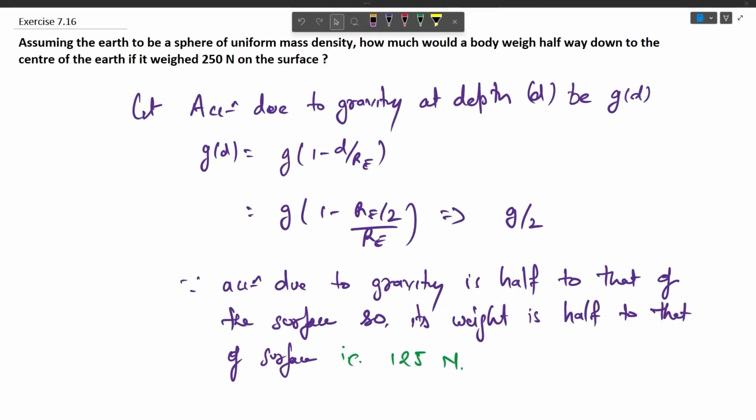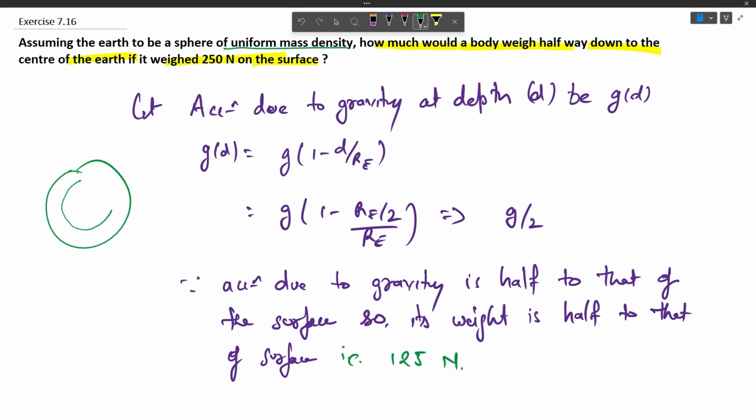The question says that assuming the earth to be a sphere of uniform mass density, how much would a body weigh half way down to the center of earth if it weighed 250 newtons on the surface? So let us assume that this is earth, and as we go deep below, since we have been given that it is of uniform mass density, that is the density of the earth at any point would be constant. So let us assume that we have reached here.